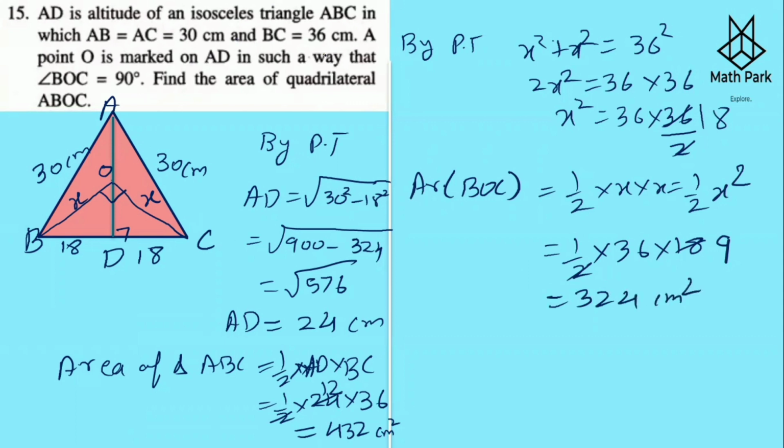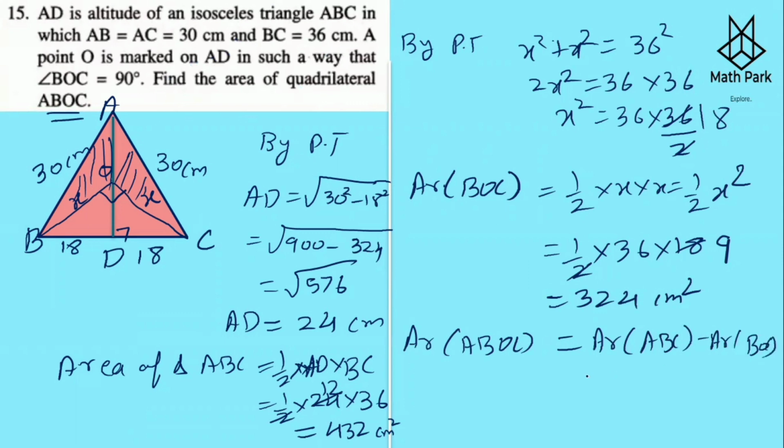Now we are asked to find the area of ABOC, this quadrilateral. The area of quadrilateral ABOC is equal to area of triangle ABC minus area of triangle BOC, which is 432 minus 324, which is 108 square centimeter. And we are done with this exercise.